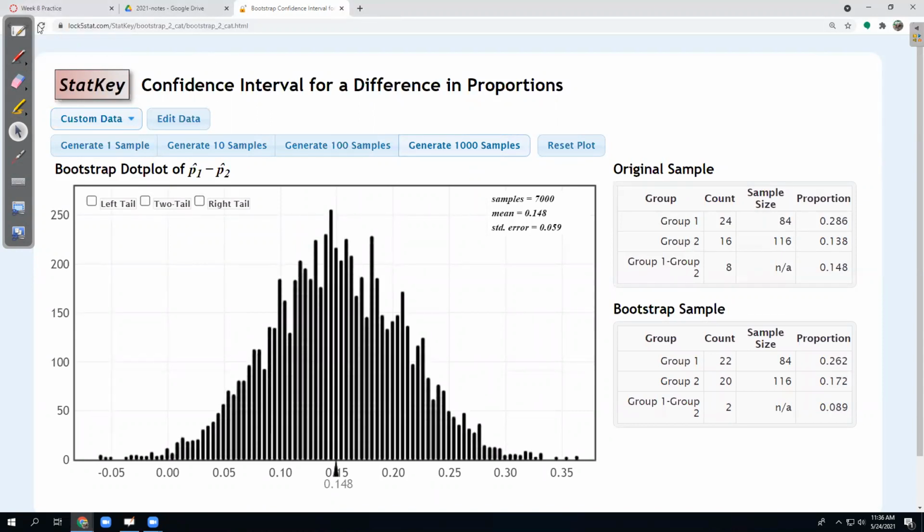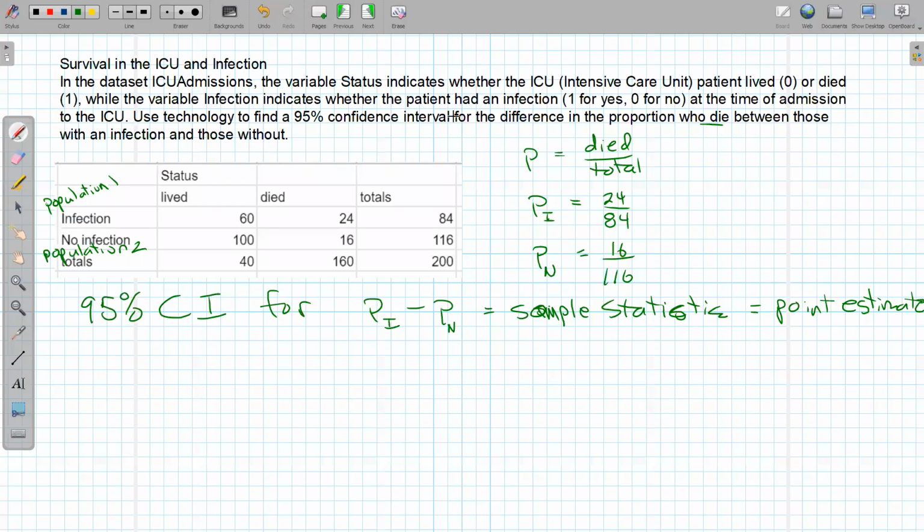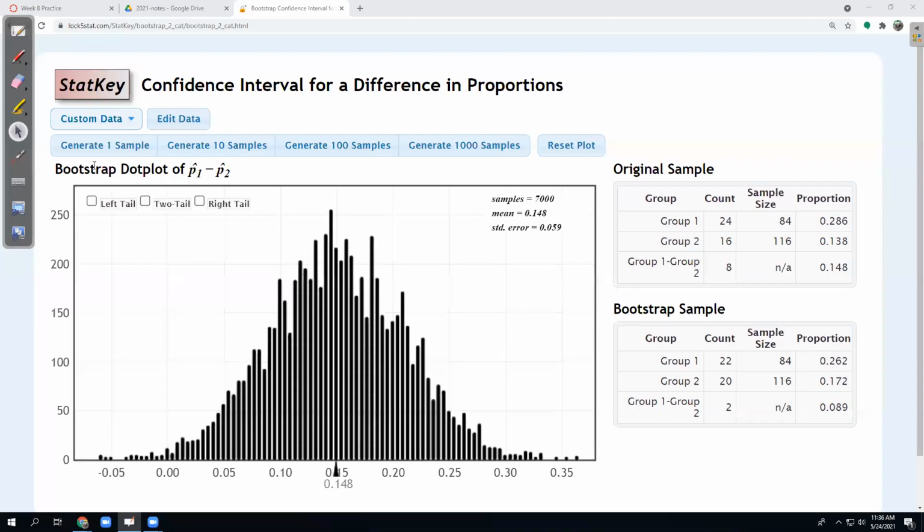What did I want for a 95% confidence level? Then we just say StatKey, two-tail. StatKey says, how about 95%? So StatKey says the difference in ICU patients should be somewhere between 3% and 26%. So notice a difference of 0 is not in this interval. So that kind of heads toward the hypothesis test. This seems to be significantly greater than that one. There does seem to be a significant difference, but we're just coming up with an interval.